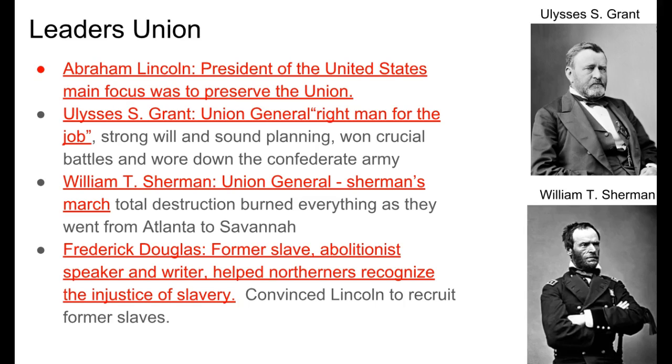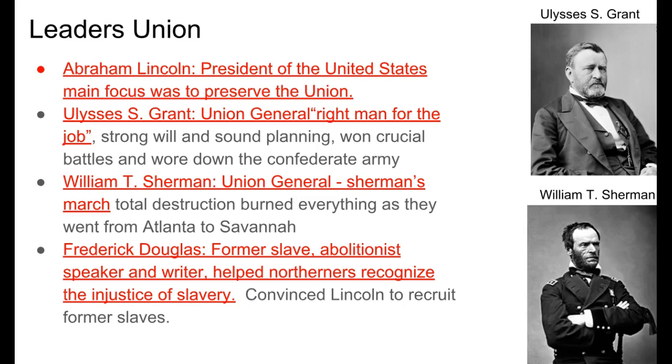Some of the major leaders in the Union, obviously Abraham Lincoln, who was the president. And again, his main goal was to preserve the Union, so whatever he could do to keep it together. Ulysses S. Grant was the Union general. He was not the first choice as general. Again, we also wanted General Lee. But Lincoln was known for saying that he was the right man for the job.